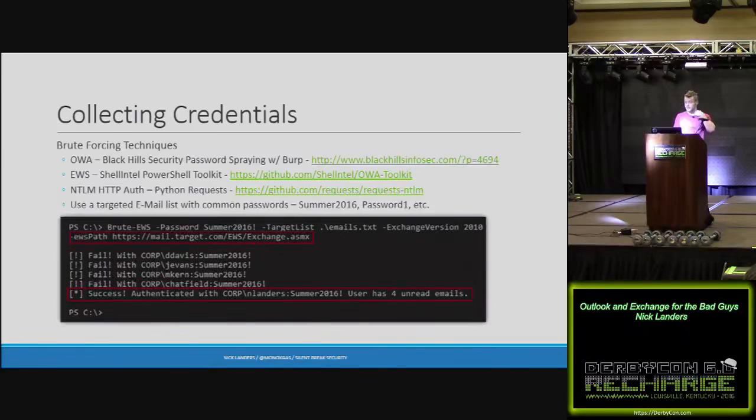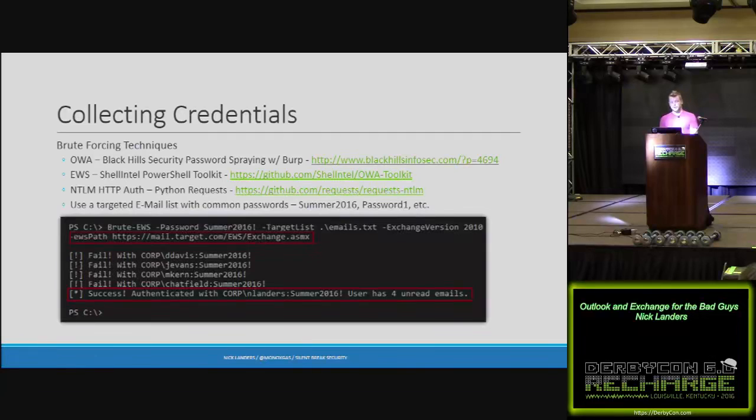The guys from Black Hills Security actually wrote password spraying against OWA before I even built this attack, and it's super awesome. They use Burp with OWA, and essentially they iterate through with a common password like Summer 2016, and they brute force all of these usernames until they find email credentials.